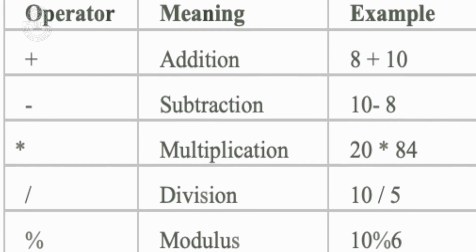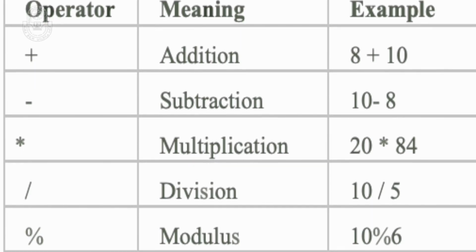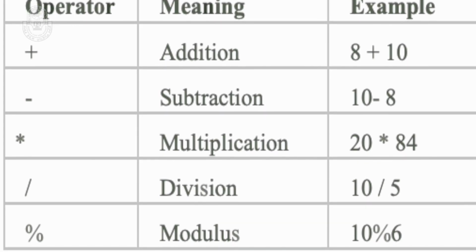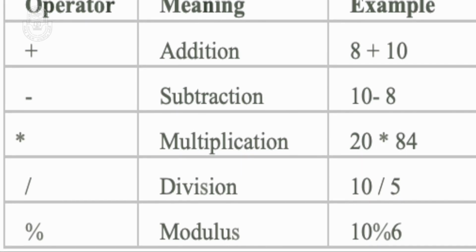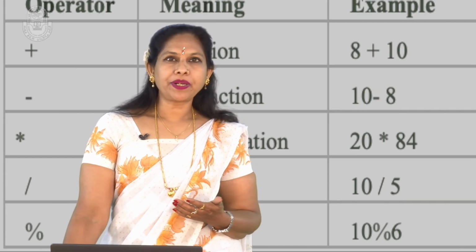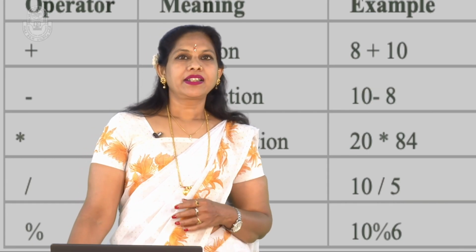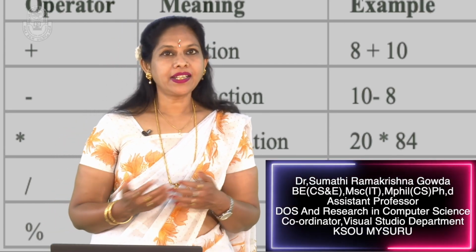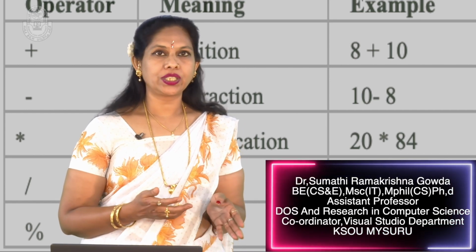Operator is slash, meaning division. Example is 10 / 5. Operator is percentage symbol, meaning modulus. Example is 10 % 6. The subtraction operator is also used to negate a single operand. Integer division results in an integer. Any remainder due to integer division is ignored.